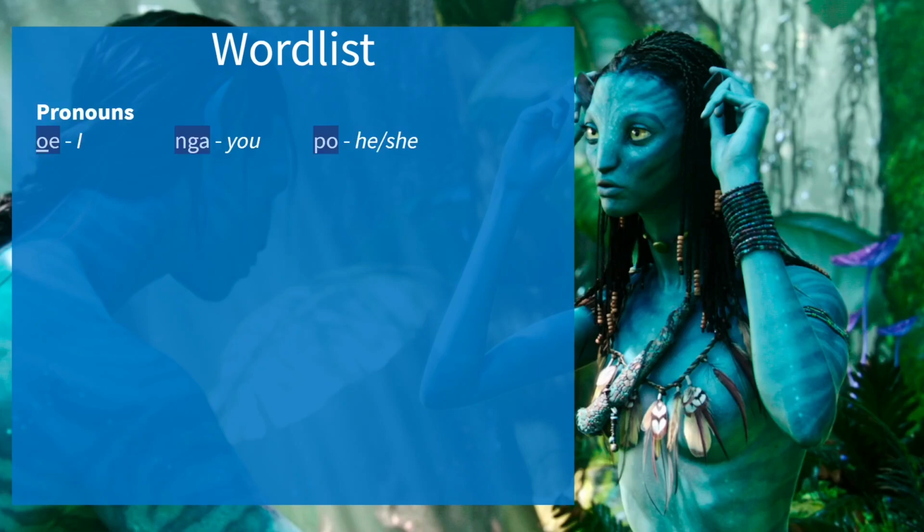Our pronouns are oe, which means I, nga, which means you, and po, which is gender neutral they, so it means he or she. There are gendered versions of these, but for the beginning, just remember the po, because the gender neutral version is actually used more often. We will not look at the plural pronouns today, so they as in plural they, you as in plural you, and we as in plural of me. We'll stick with the singular forms for today.